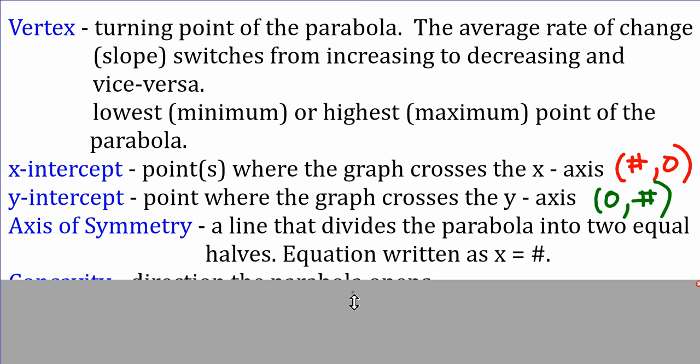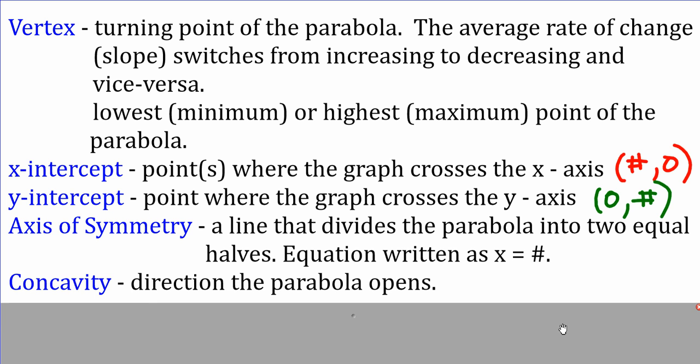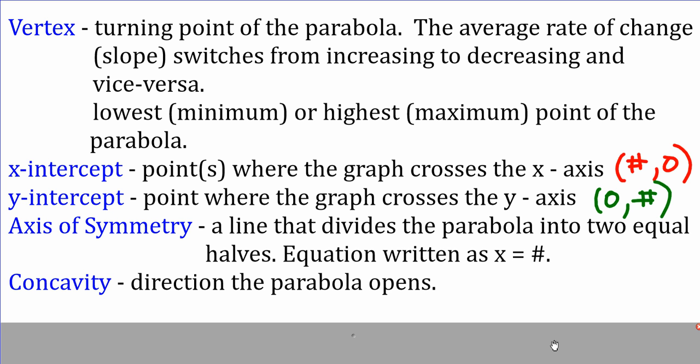Other terms that we keep coming back to are axis of symmetry. Remember, that's your mirror image or dividing line, so you have the same image on the left and the right, and it's always a vertical line, so it has to be written as x equals the value. And that value is also going to be the same x value in your vertex. Last but not least, concavity, the direction that your parabola is opening. So we say things are concave up or concave down.